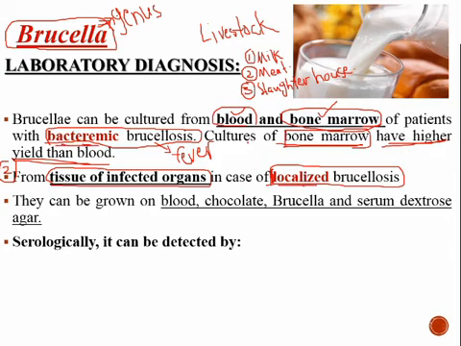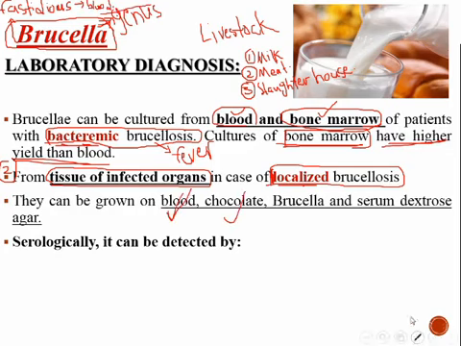Now, you will cultivate the specimen on culture media usually containing blood, because this is a fastidious organism. Brucella is fastidious, it needs blood. A fastidious organism is a microorganism needing special nutrients for its growth. So it usually needs blood in the culture media.